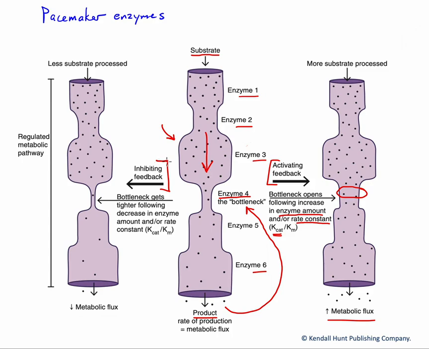Conversely, if we have inhibiting feedback, right, we decrease the activity or expression of enzyme 4, our bottleneck gets tighter, right? We've constricted this, and so our metabolic flux in that case would go down.